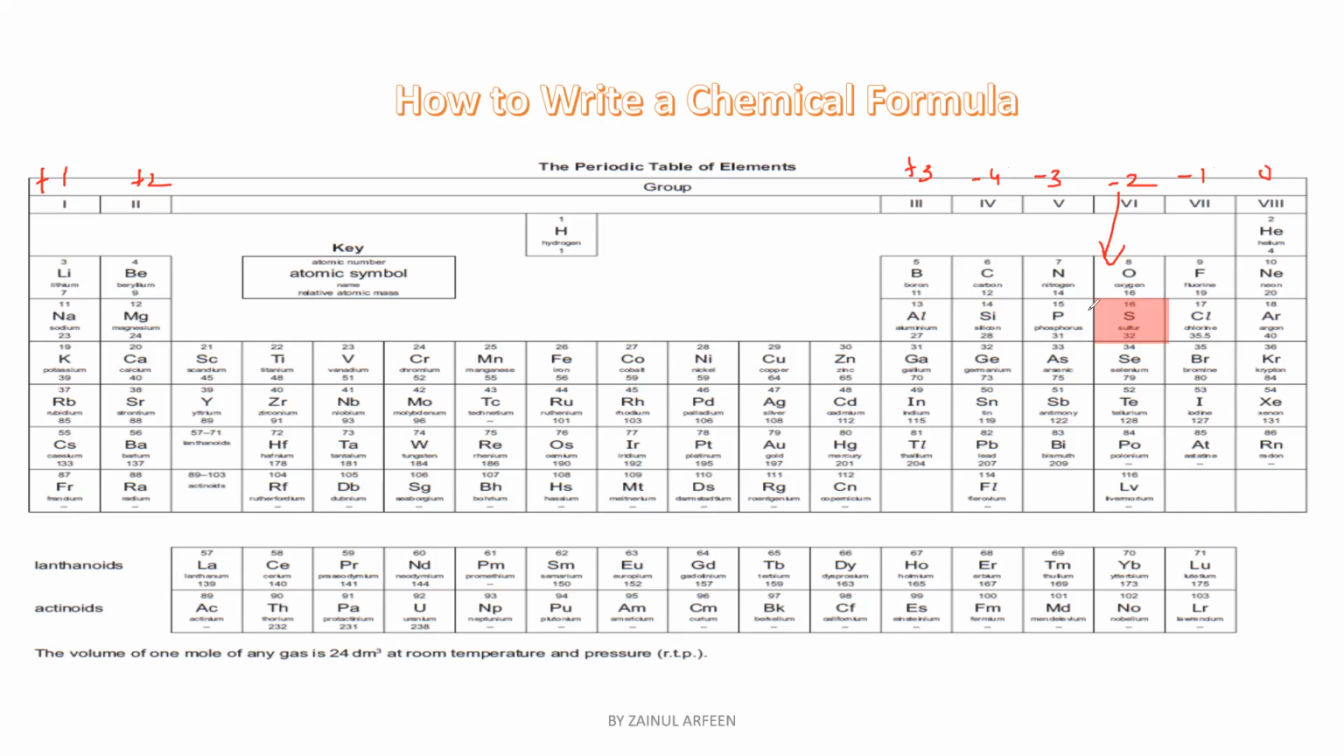Yes, sir. And if you don't remember, you can use the formula: valency is equal to group number minus 8. You can work out the valency for group 4 onwards.